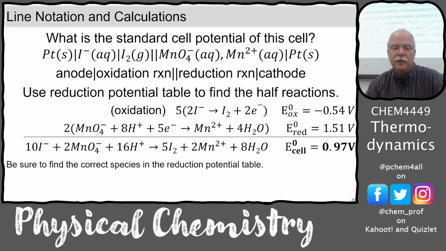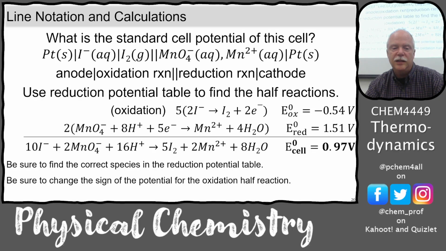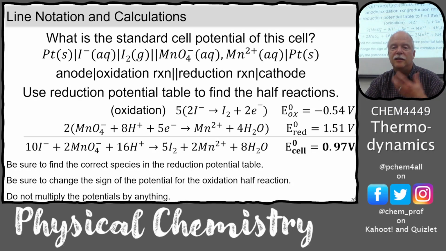Okay, and so you just need to find the correct species in the reduction table. Be sure to change the sign of that potential for the oxidation half reaction, and you can add them together. And don't multiply those potentials by anything. So this is the fastest way.